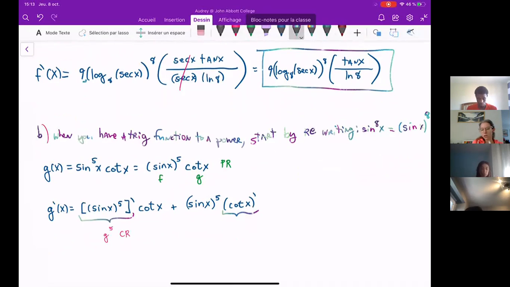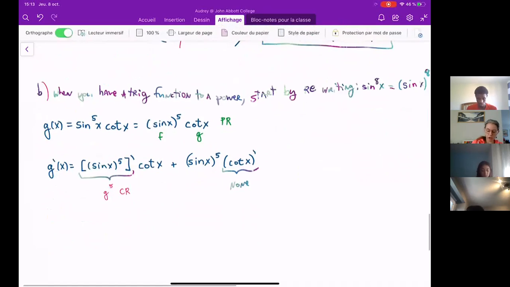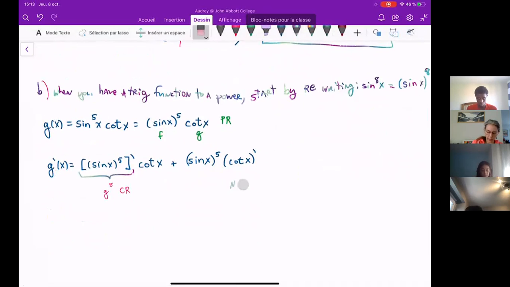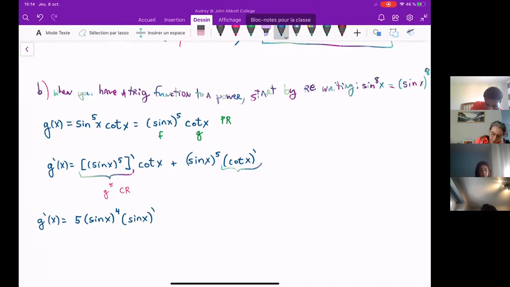Whereas this cotangent, there is no power, this is just none. So this is just the derivative as we have it. So now I'm applying my chain rule of g prime of x. I'm applying that g to the 5, so I do 5. I don't touch what's inside. I subtract 1, and then I pull out the derivative of the inside. There's nothing to do here, so I'm going to move that 5 back to the middle.